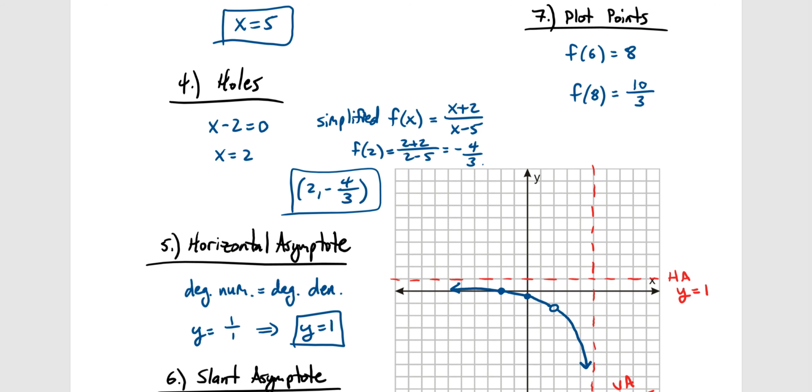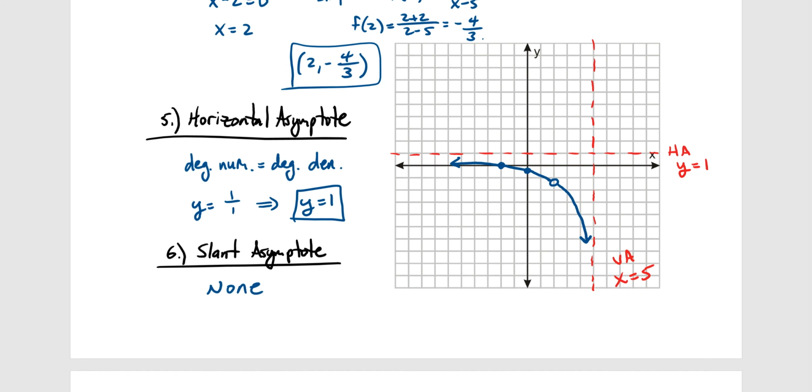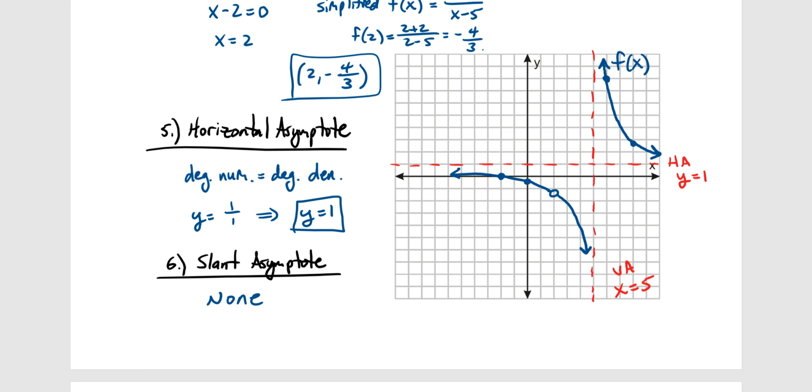Okay, so using the x coordinates 6 and 8, I got f of 6 equals 8 and f of 8 equals 10/3. So we can plot those down here. So we got those 2 points, and now we can just connect them similar to how this usually looks. And this is our graph of our function f of x.